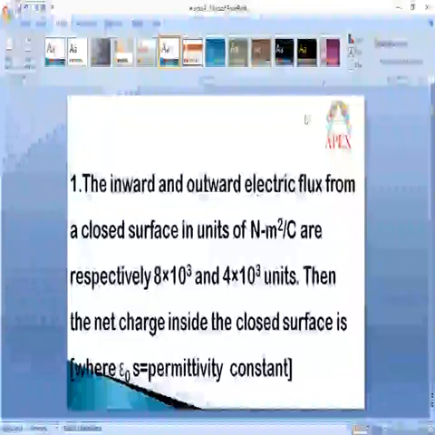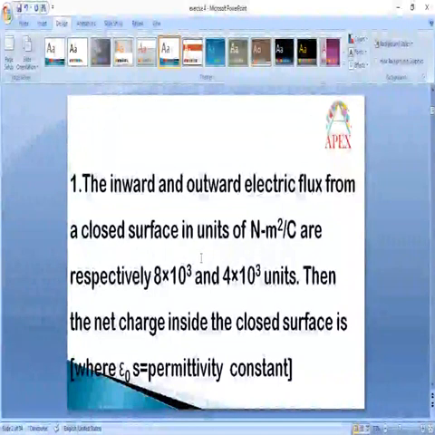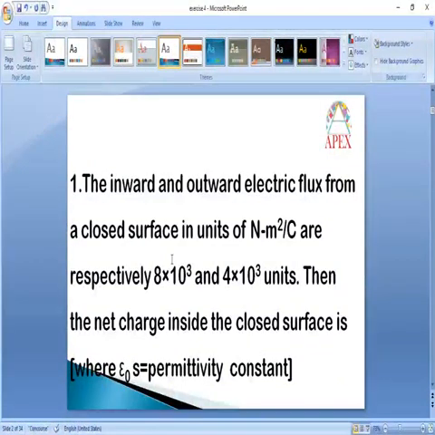The inward and outward electric flux from a closed surface, in units of Newton meter square per coulomb, were respectively 8 into 10 cube and 4 into 10 cube. Then the total charge inside the surface is. So here the inward flux is given and outward flux is given. And finally the net flux they're asking us to calculate.